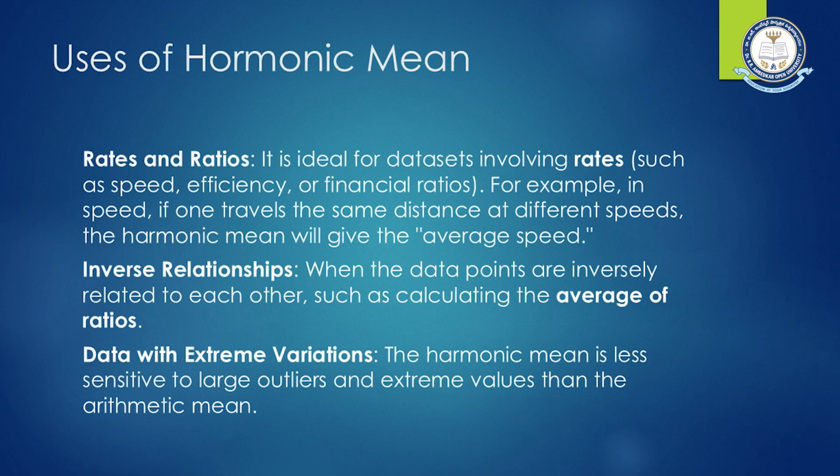Let us understand that. It is ideal for data sets involving rates, for example, speed, efficiency or financial ratios. In such cases, harmonic mean is useful. For example, in speed, if one travels some distance at different speeds, for example, while going he goes at a speed of 60 kilometers and while coming he comes at a speed of 70 kilometers, we can calculate the average speed by using harmonic mean, and in such cases arithmetic mean is not suitable.